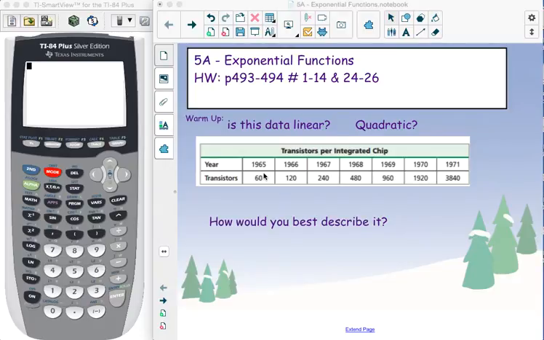Okay, so today we're going to start our unit on exponential and logarithmic functions. And the reason I'm showing you this page, first of all, is because this warm-up kind of goes back to what we talked about when we introduced polynomial functions, right?